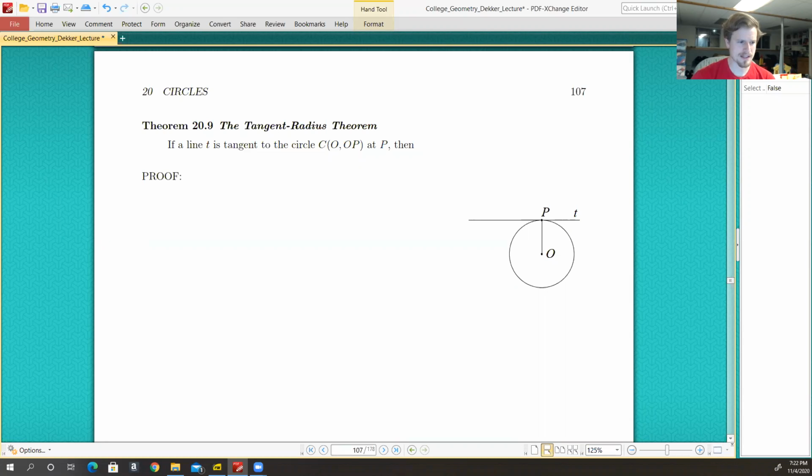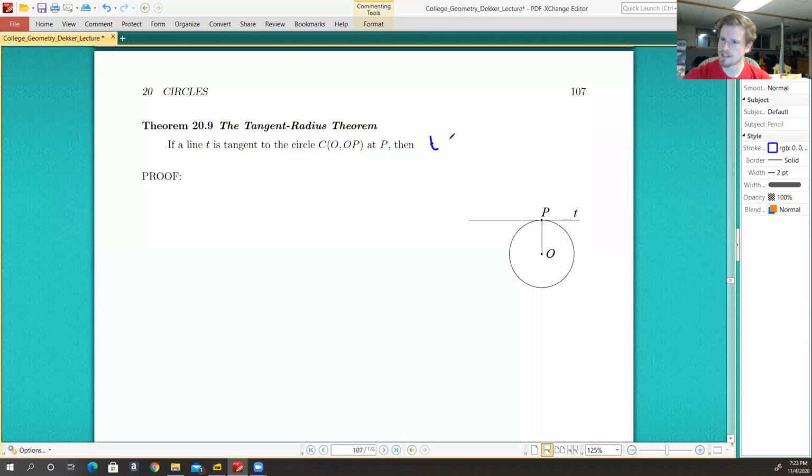The tangent radius theorem. If T is a tangent to a circle, that means it only touches 1 point, as we see here, touches exactly 1 point. If T is tangent to the circle at P, then what must be true about OP and T? Well, they're actually perpendicular to one another. T is perpendicular to the line segment OP.